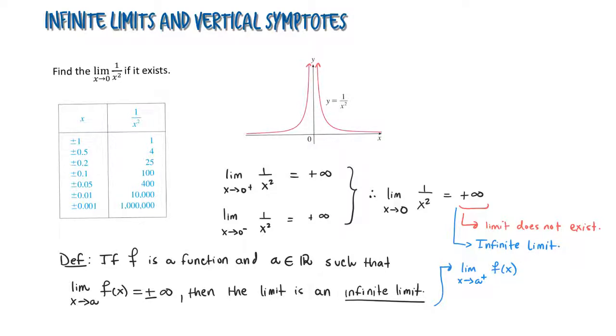So you really notice that, could that be that this is another way to think about a vertical asymptote? Could it be that a vertical asymptote is related to infinite limits? And the answer to that question is yes. Every time that you have an infinite limit, you have a vertical asymptote, which is fantastic.